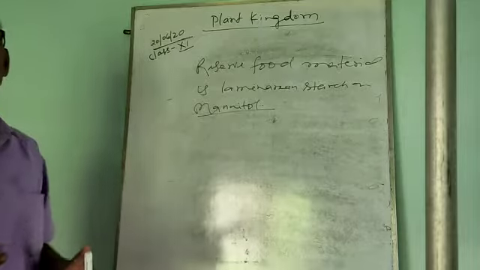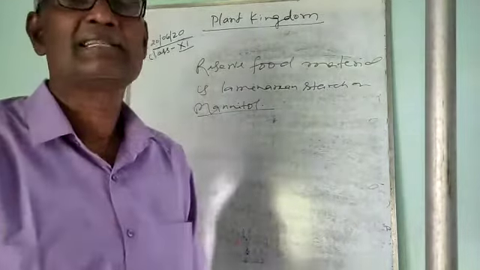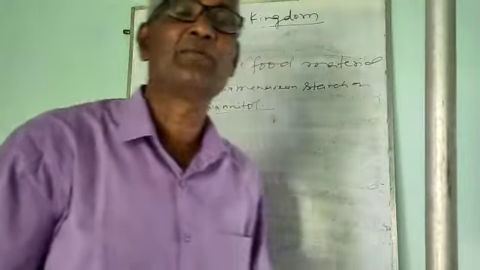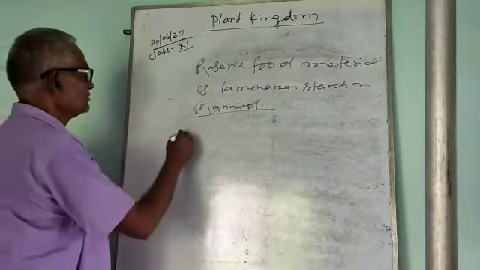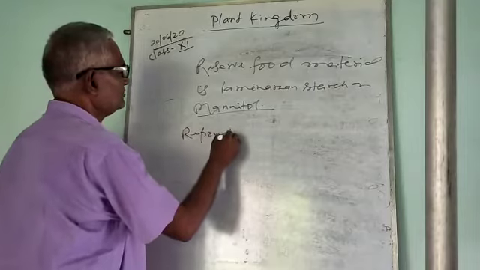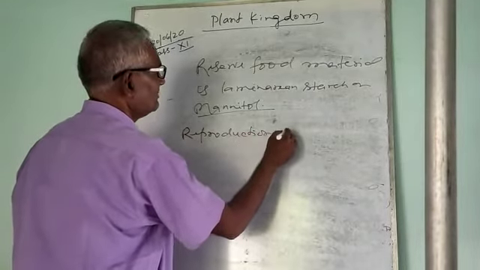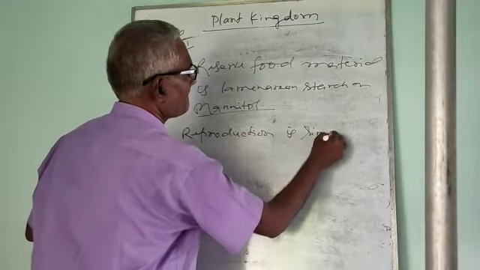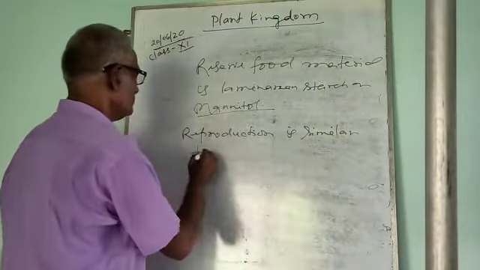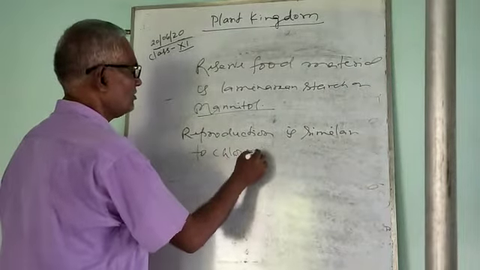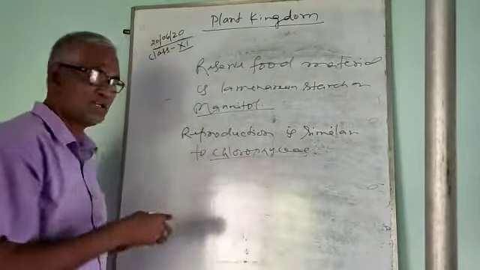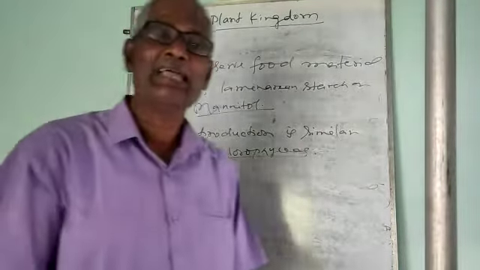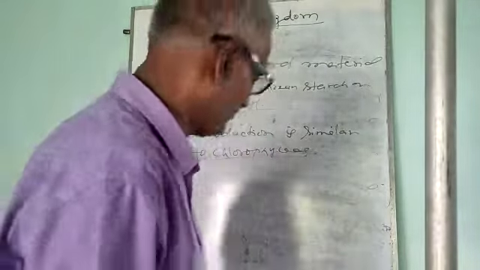Asexual reproduction, vegetative reproduction and sexual reproduction are similar to Chlorophyceae, that is, it reproduces vegetatively, asexually and sexually.